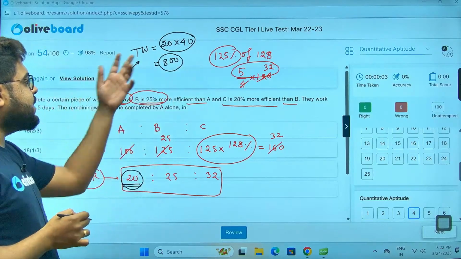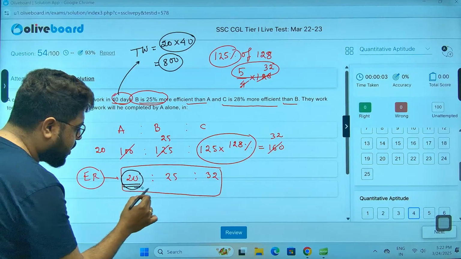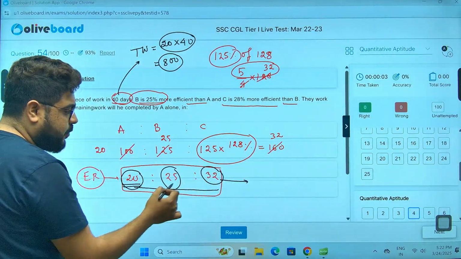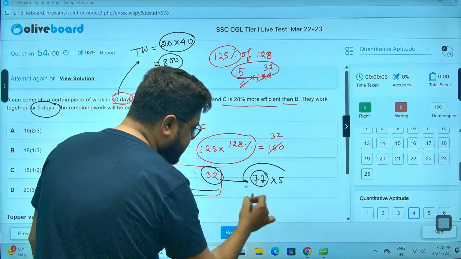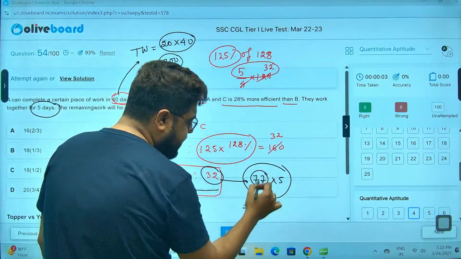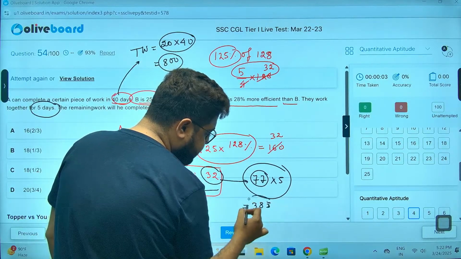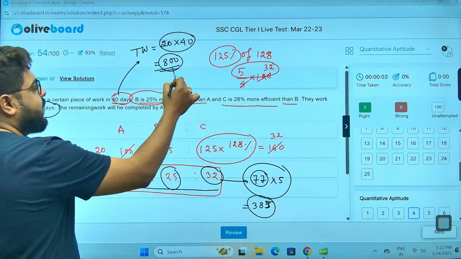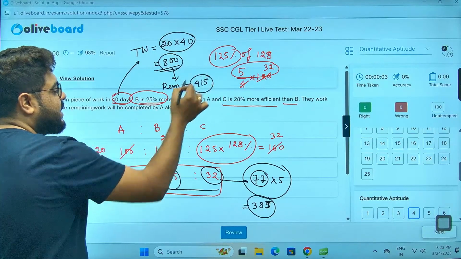Now, out of these 800 units, all three of them have worked for 5 days. If all three work together, how many units are done every day? 20 plus 25 plus 30, that is 75 units every day. They have worked for 5 days, so this many units are done. The remaining is 800 minus this much. So 75 into 5 gives 385 units. Out of 800, 385 is done. So the remaining will be 415 units.